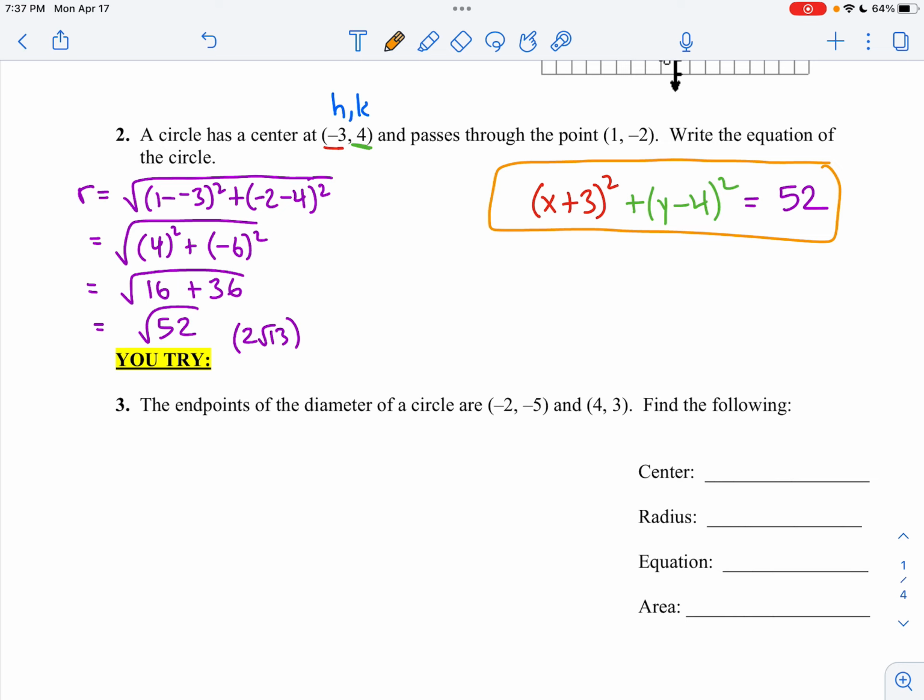I'm going to encourage you now to pause the video and spend maybe 3 minutes on problem number 3, and then go ahead and hit play to see if you did it correctly.